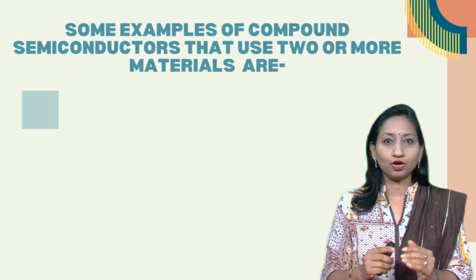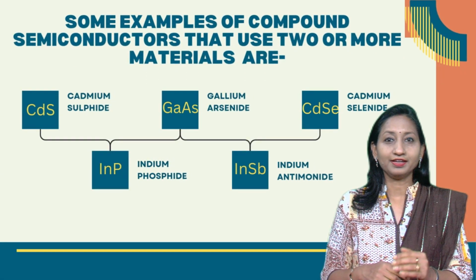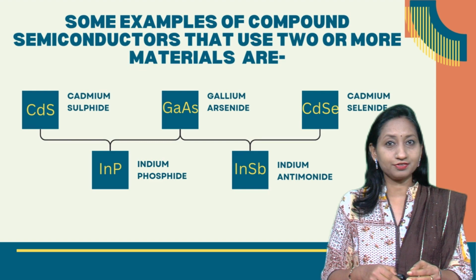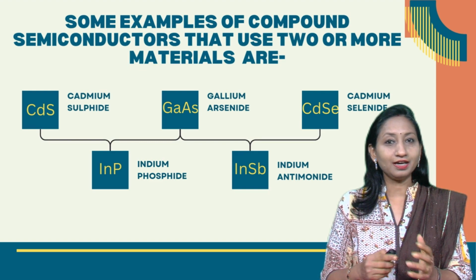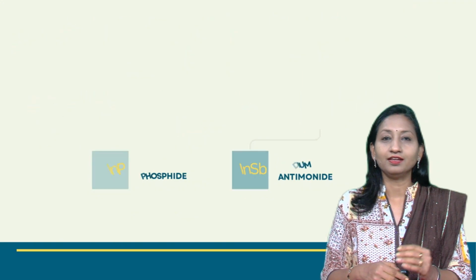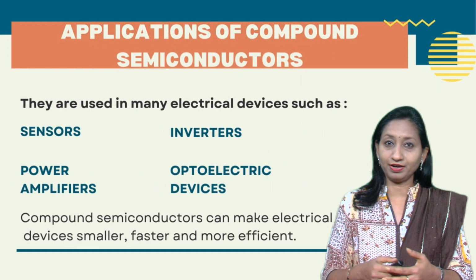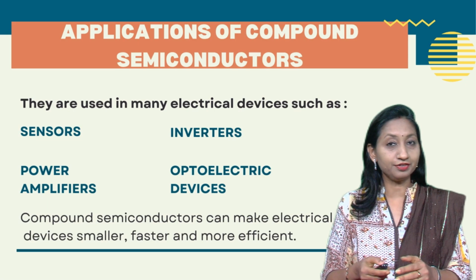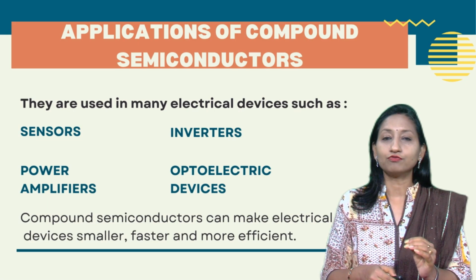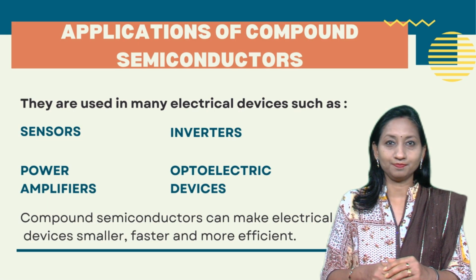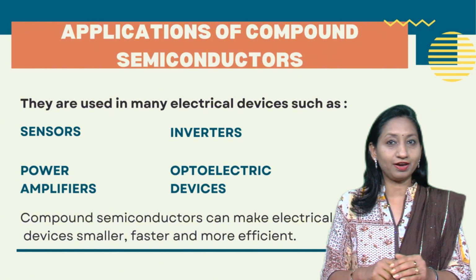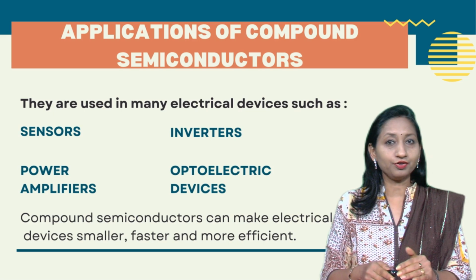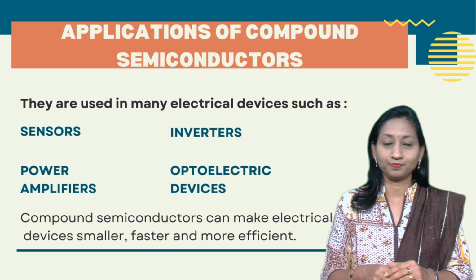Some examples of compound semiconductors are cadmium sulfide, gallium arsenide, cadmium selenide, indium phosphide, indium antimonide, etc. They are used in many electrical devices such as sensors, inverters, power amplifiers, photoelectronic devices, etc. Compound semiconductors can make electrical devices smaller, faster, and more efficient.